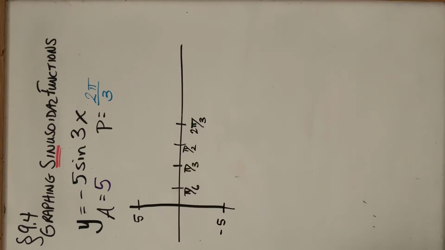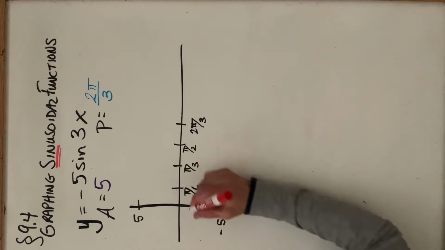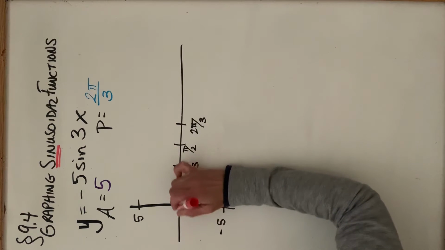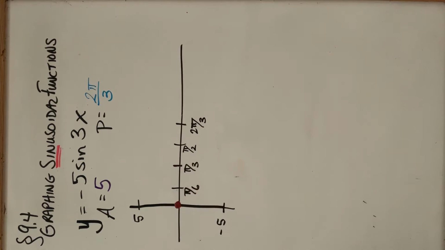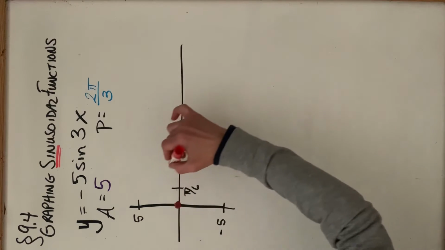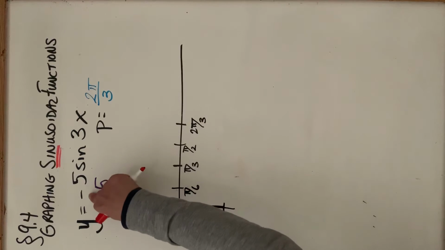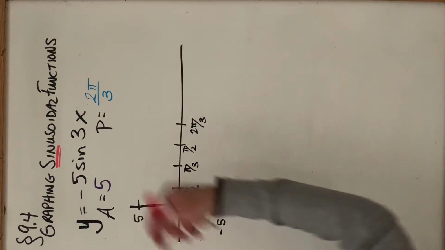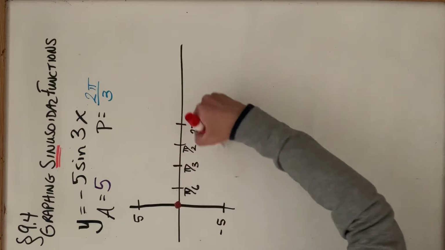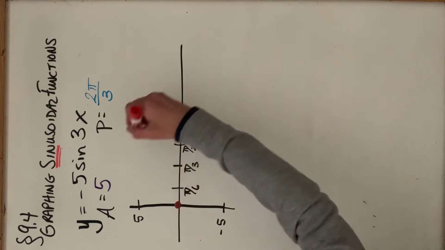Okay, now let's graph. So we know that sine starts at the origin, right? Sine of 0 is 0. Okay, normally sine goes up and back down. But since it's a negative in front, we know that it's going to be reflected over the x-axis. So instead of going up first and then down, it's going to go down first and then up.